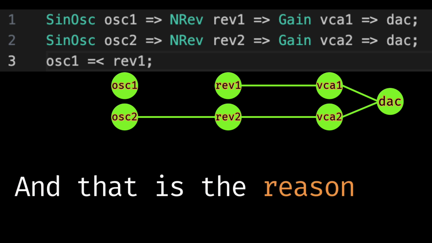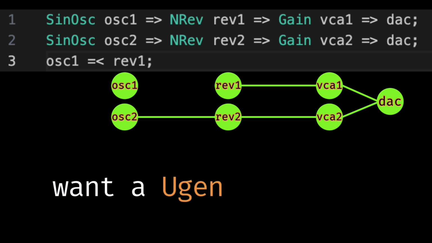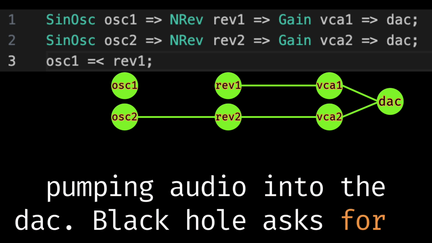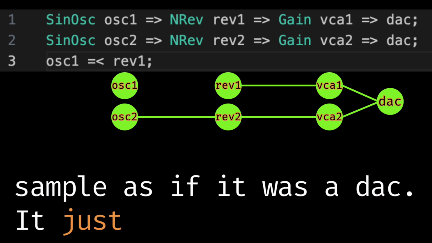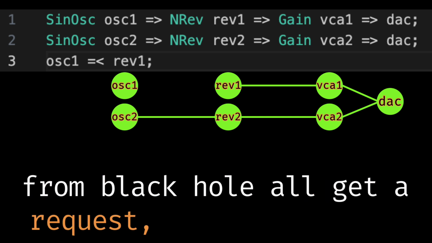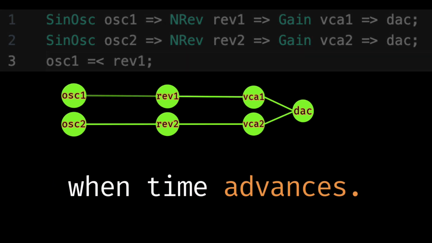And that is the reason why blackhole exists. You may want a UGen to do its thing, even if it's not pumping audio into the DAC. Blackhole asks for a sample as if it was a DAC. It just discards it, but a side effect is that the UGens that are upstream from blackhole all get a request, so they do work when time advances.